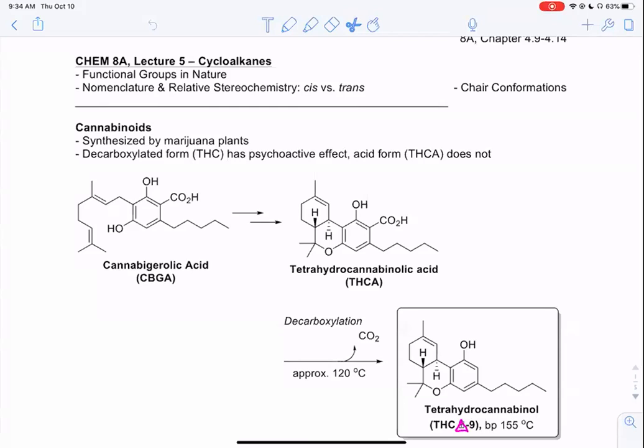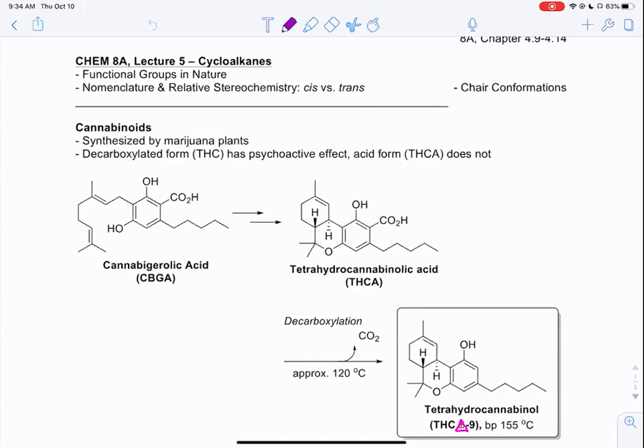Okay, everybody, so we're going to start talking about cycloalkanes, and that means we get to talk a little bit about marijuana. Marijuana has a lot of different what we call cannabinoids. These are molecules like THC and CBD, the ones that have psychoactive effects, and sometimes therapeutic effects, in the case of CBD being a little more of an anti-inflammatory.